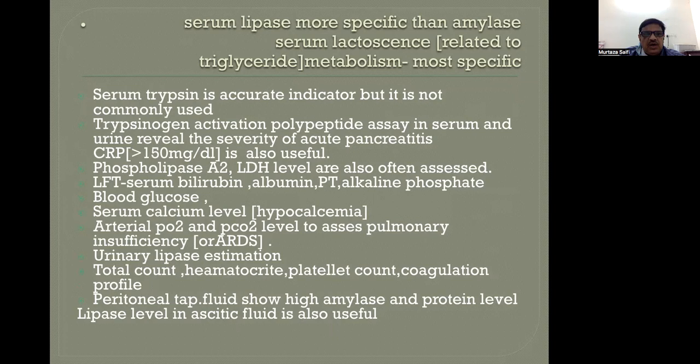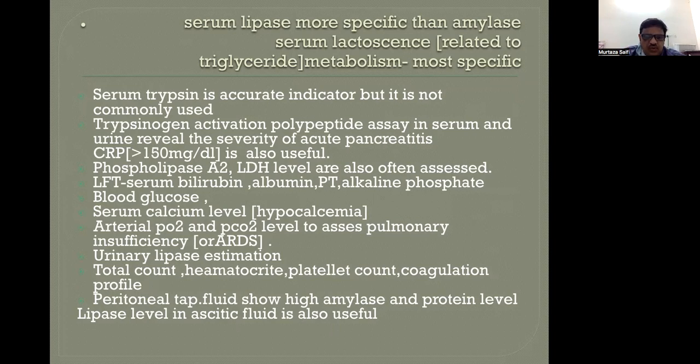For severity of acute pancreatitis, CRP more than 150 mg per deciliter is also useful. Phospholipase A2 and LDH levels are also often assessed. LFT, serum bilirubin, albumin, prothrombin time, alkaline phosphatase are also very important. Blood glucose and serum calcium level; hypocalcemia is very common. Arterial PO2 and PCO2 levels to assess pulmonary insufficiency or ARDS. Urinary lipase estimation is also very important. Total count, hematocrit, platelet count, coagulation profile are very important investigations.